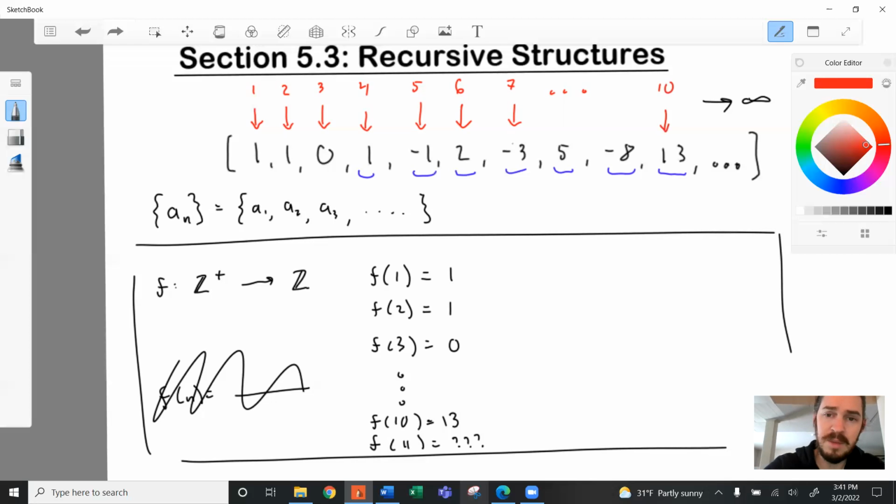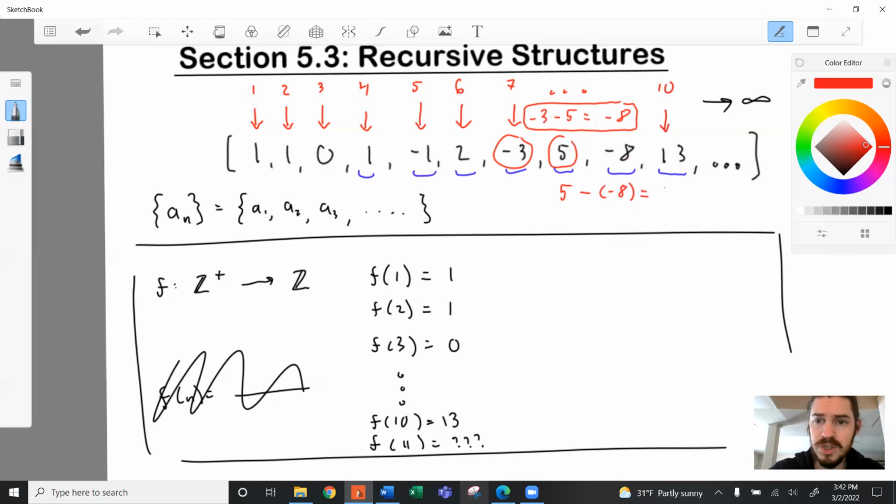So let's look at an example. -3, if you do -3 minus 5, you get -8. So right there, we see that is the pattern. This term minus this term equals this term. We can see it. Let's do it again, one step further down. 5 minus -8 equals 5 plus 8, which is 13. So there's another example of the pattern.